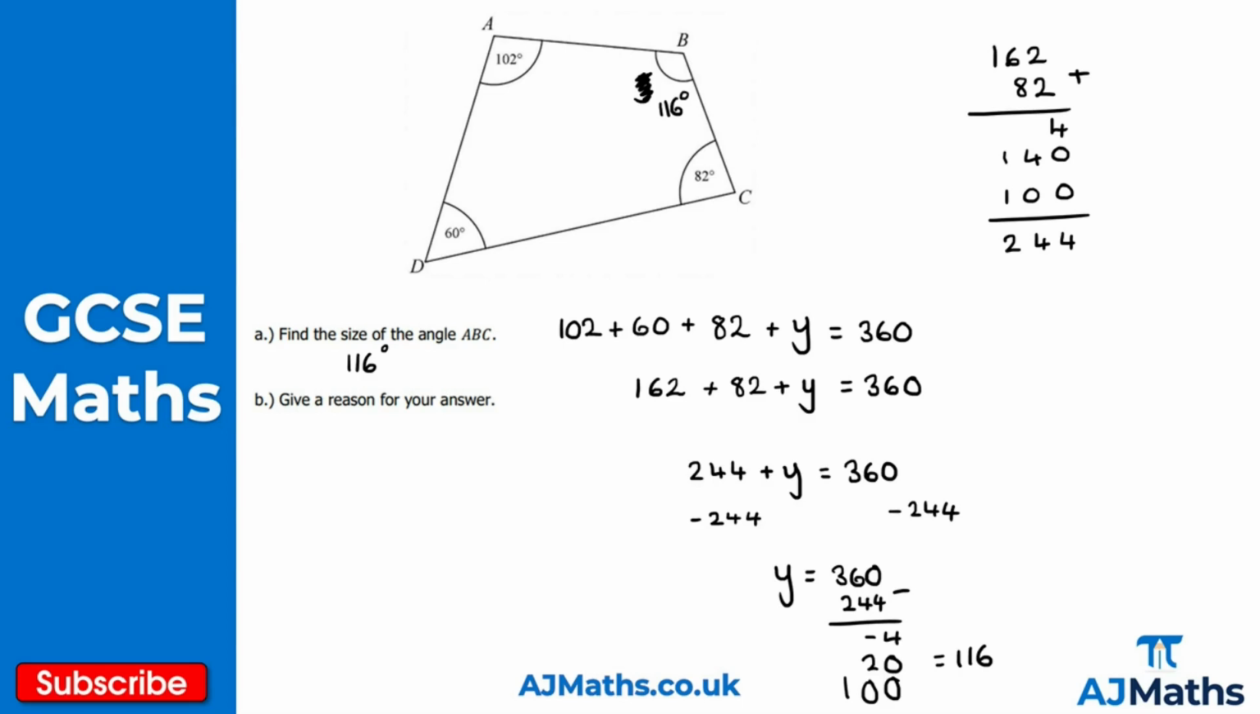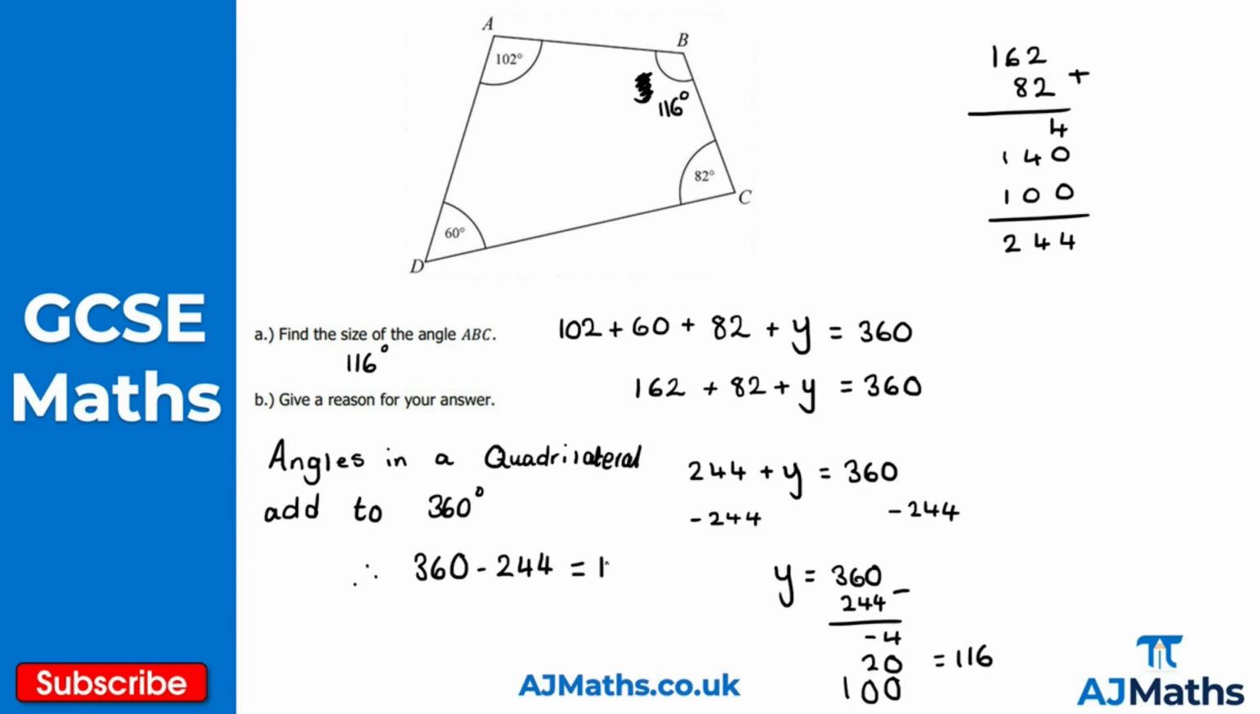So all we need to say here is because we're looking at angles in a quadrilateral. So angles in a quadrilateral add to 360 degrees. So we just make a note of that here. Add to 360 degrees. So therefore, if we did 360 minus 244, that would give us the 116 that we need.